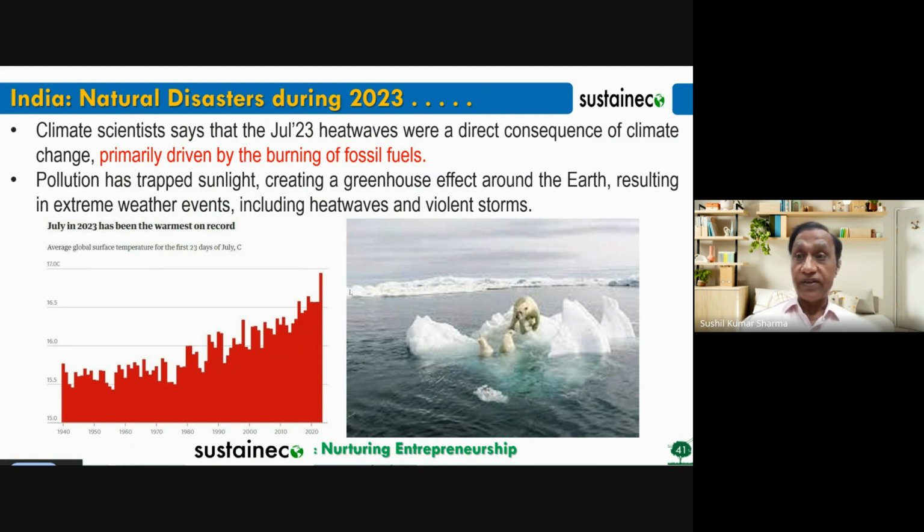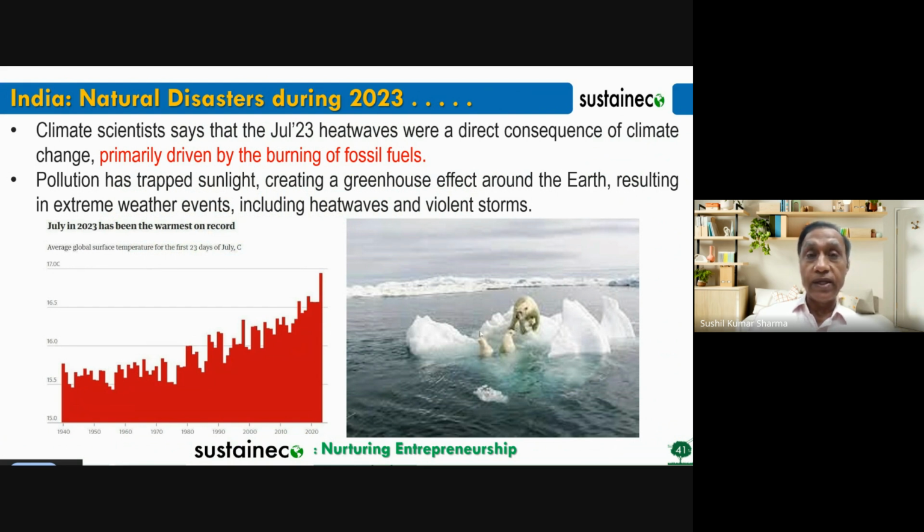Primarily, this climate change is driven by the burning of fossil fuels. They are coal, petroleum, oil, and its products, as well as gases. So pollution has trapped sunlight, creating a greenhouse effect around the earth, resulting in extreme weather events, including heat waves and violent storms. So this is the temperature pattern for the month of July since 1940 up to 2023, and we see that during July 2023 this temperature increase was very sharp.